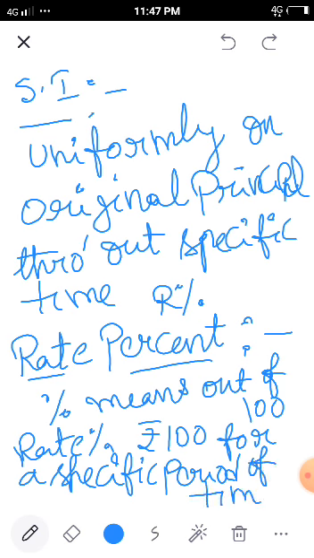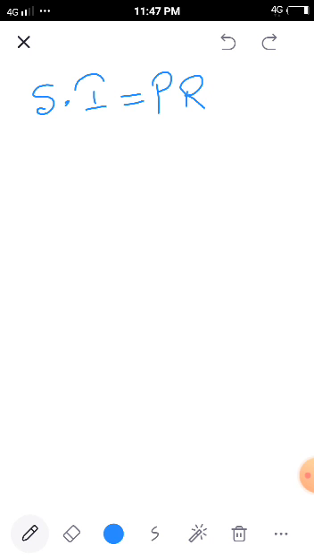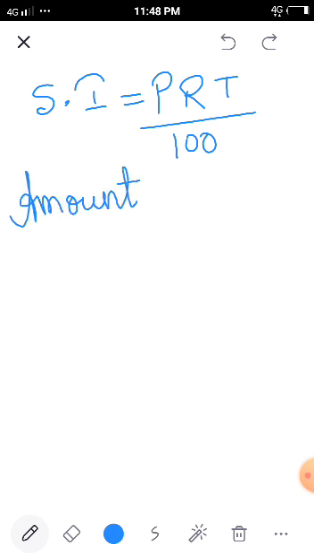Now, there is a formula for simple interest, that is SI, simple interest, equals P, principal, times R, rate percent or rate of interest, times T, time period, upon 100. This is the simple interest formula. And now the amount formula: amount equals principal plus simple interest.